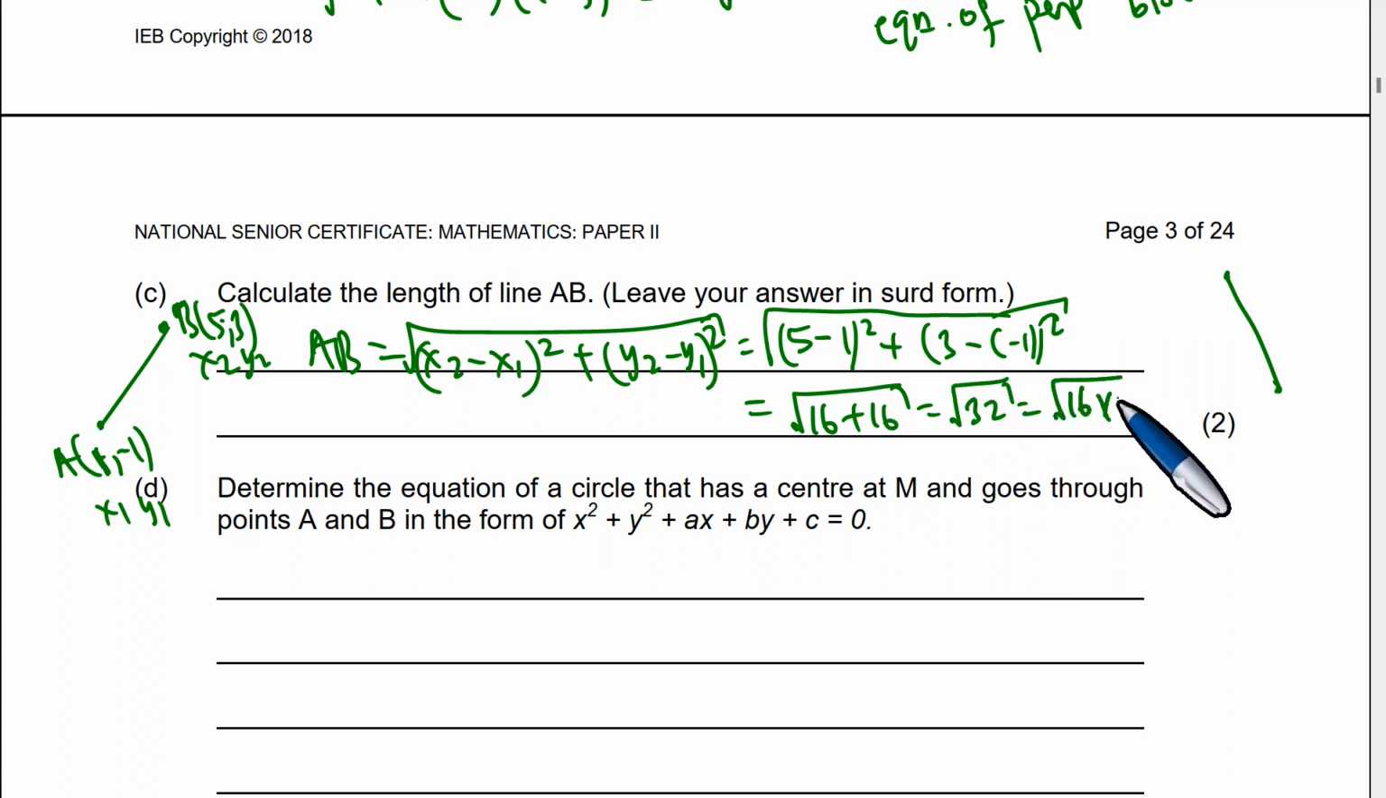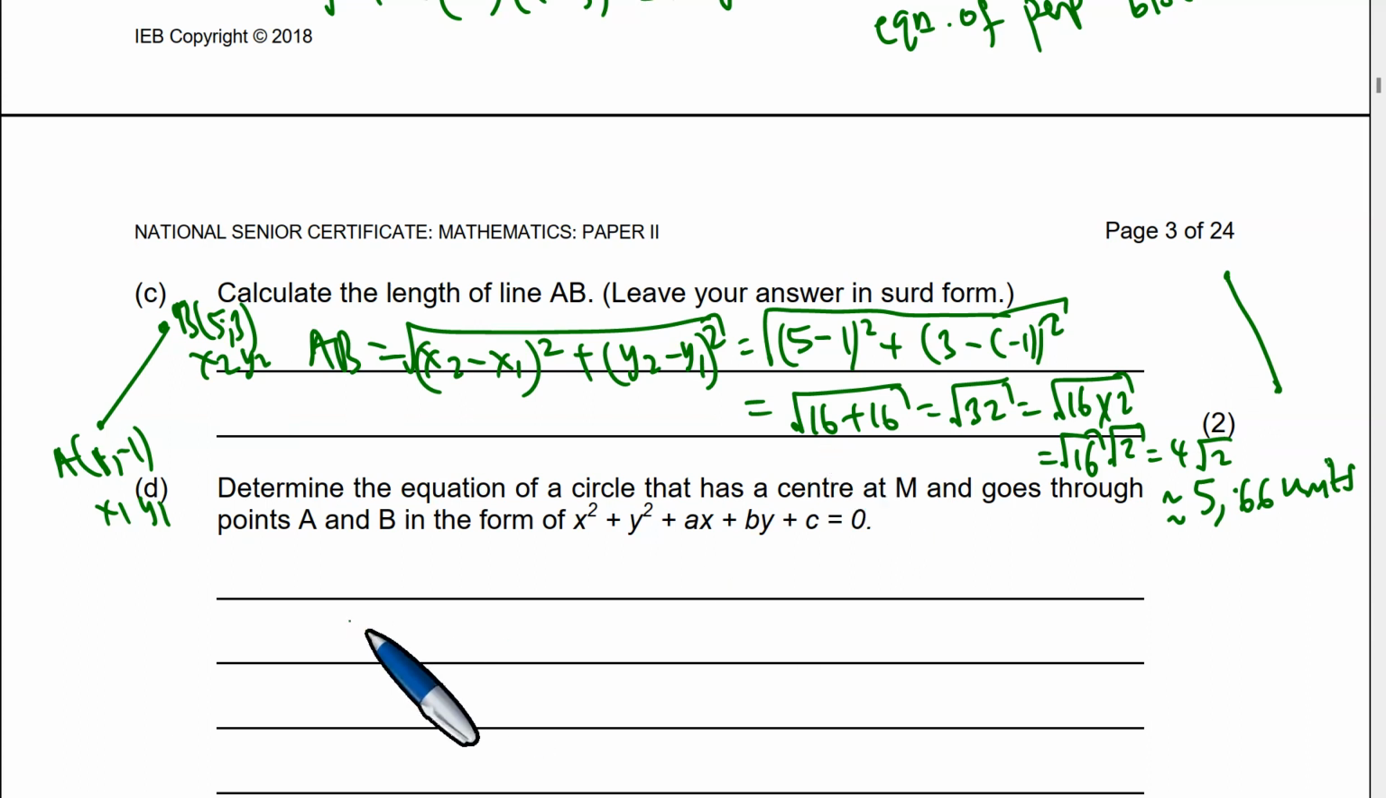Yeah, this is 16 times 2, which gives the square root of 16 times the square root of 2, which is 4 the square root of 2. And 4 the square root of 2 is approximately 5,66 units. And that is the length of AB.